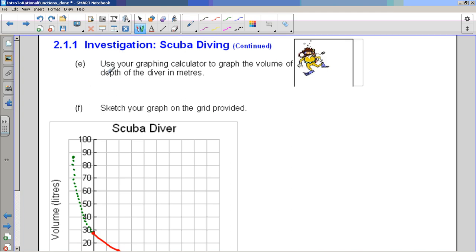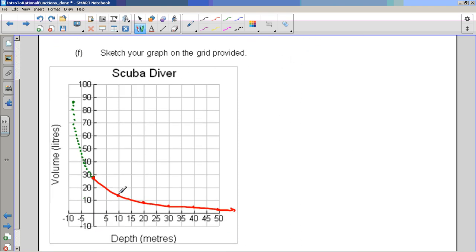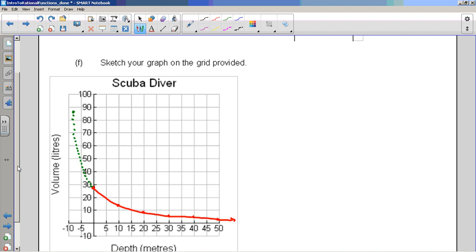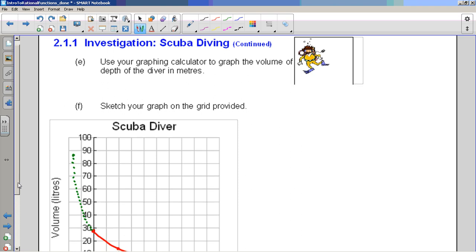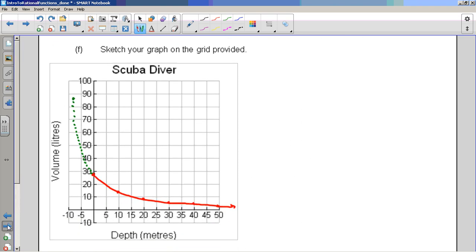Then it asks us to use the graphing calculator, and you can do this without the graphing calculator. There's a sketch right there, right? You can plot the points in red here, and then draw the graph. The green dots are coming up later. Remember, if I'm going too fast, you can pause and make corrections.